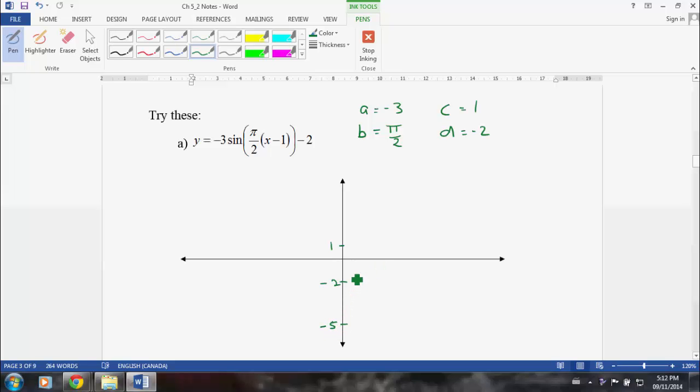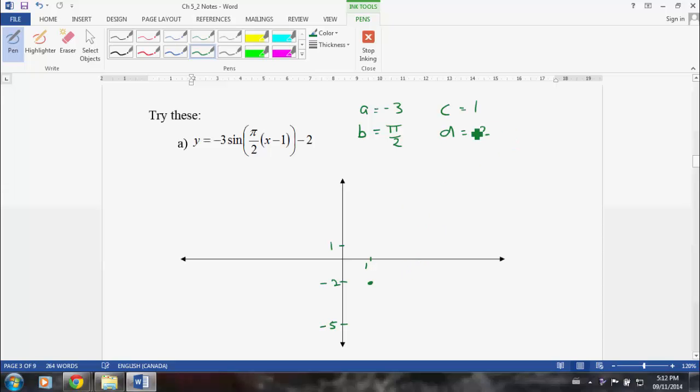Okay, my first point will not actually be at the origin here. It's going to be a shift over of whatever C is in this case, a shift over of 1. So I'll put my 1 right here. So this will be where my first spot will be, right there where it's equal to 1.